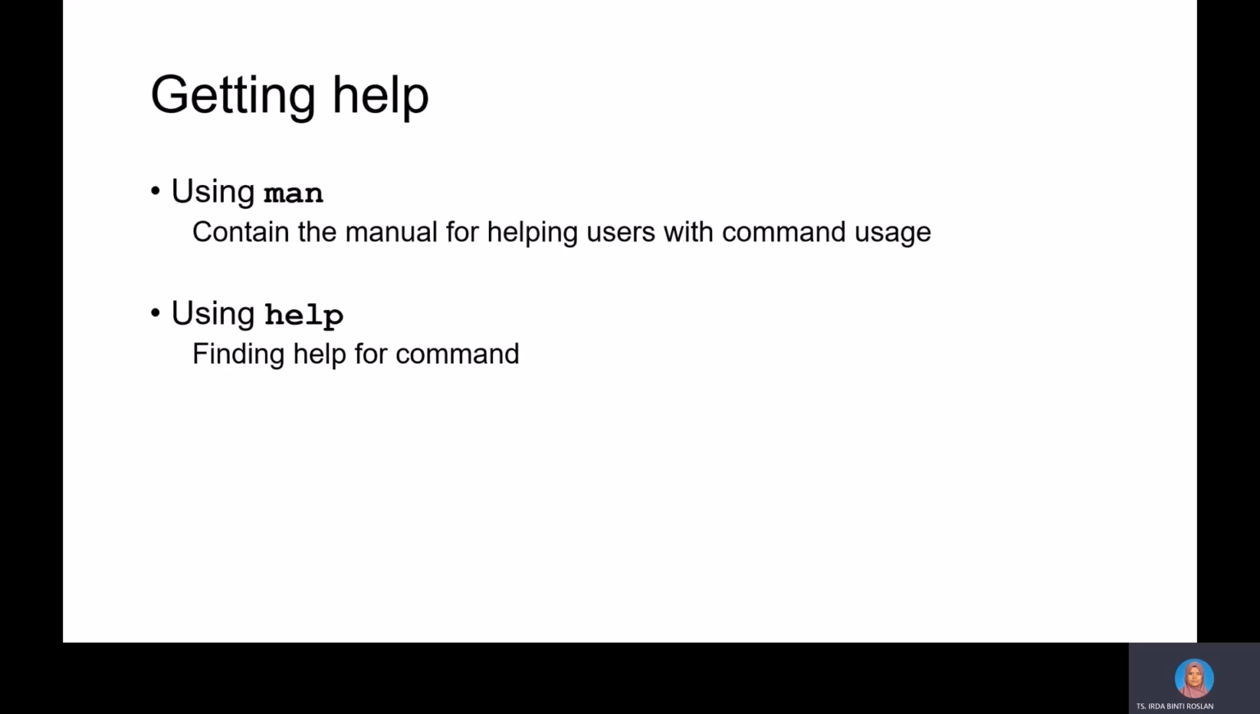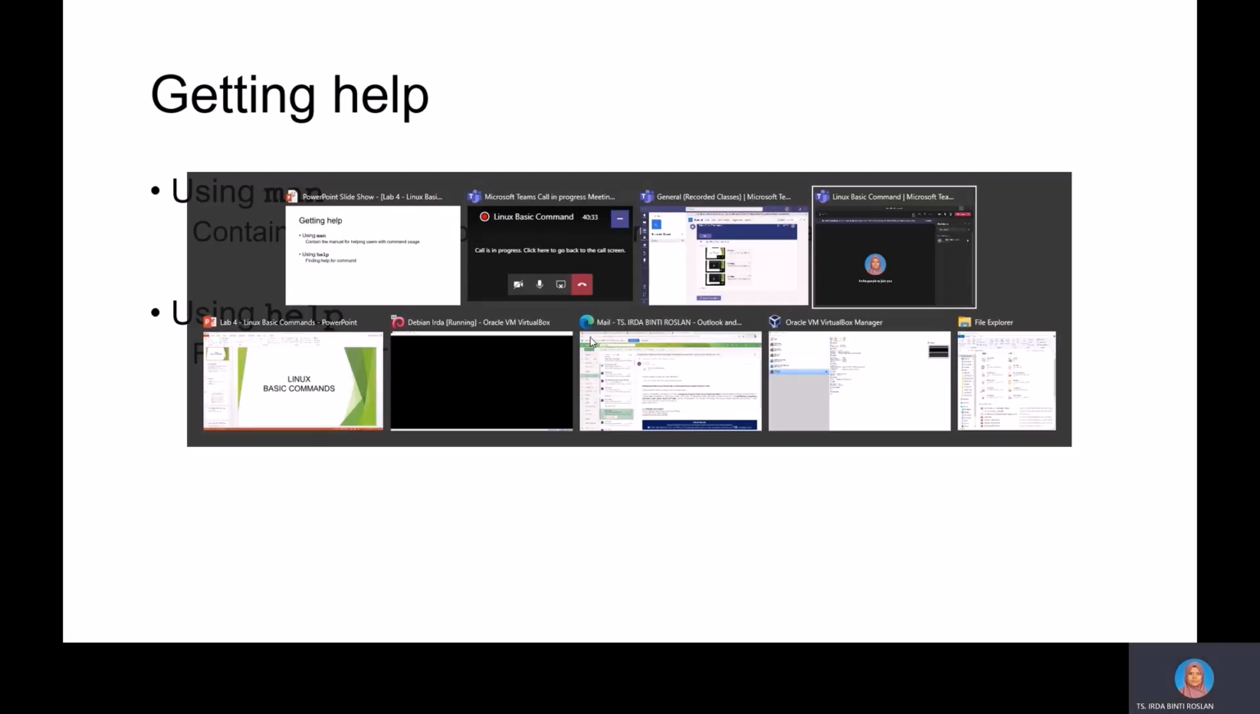So we shall start with getting help. There are two ways to get help. First, you can use man. Man stands for manual, so it contains the manual for helping users with command usage. And the second one is using the help command. It is to find help for any commands that you want. So we shall try.